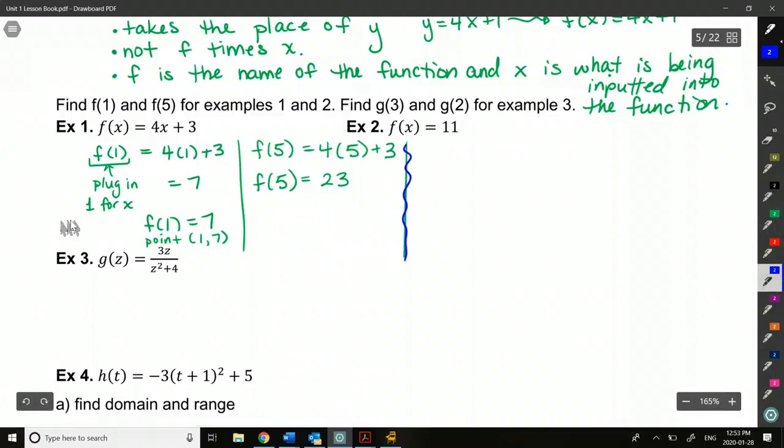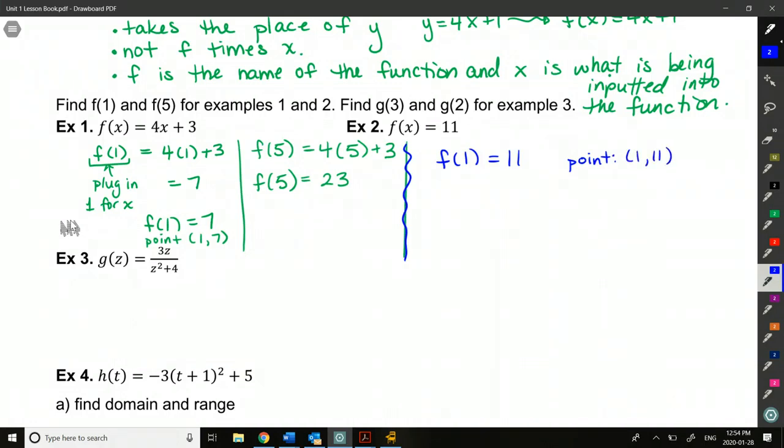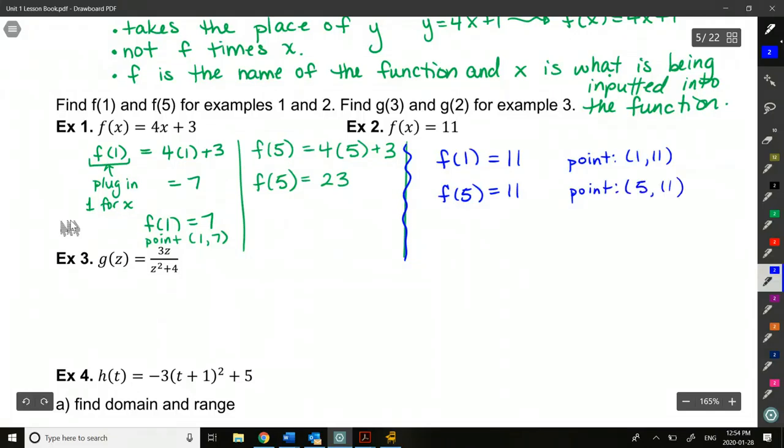So for example 2, we have f at x equals 11. We're asked to find f at 1 and f at 5. So for f at 1, you'll notice that there's actually no x value on the right side of the equation. So it's just equal to 11. So this is a point as well. There's a point 1, 11 on this relation. F at 5 is also equal to 11. There is a point on this relation, 5, 11.